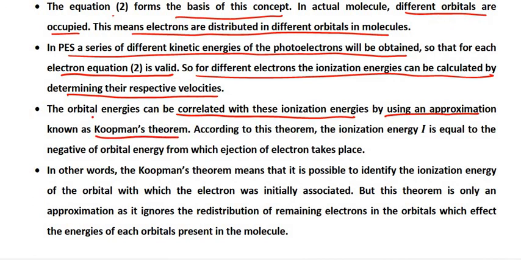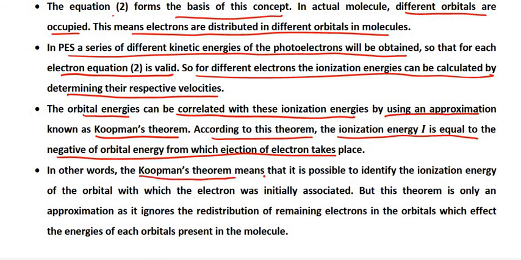I already explained that the energy of an orbital can be correlated with ionization energy, and according to this theorem, the ionization energy is equal to the negative of the orbital energy from which the electron is ejected. In other words, Koopman's theorem means that it is possible to identify the ionization energy of the orbital with which the electron is initially associated. Koopman's theorem suggests that by knowing the ionization energy, we are able to identify the energy of the orbital.